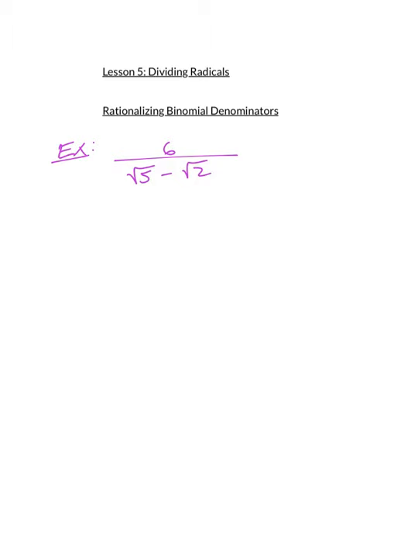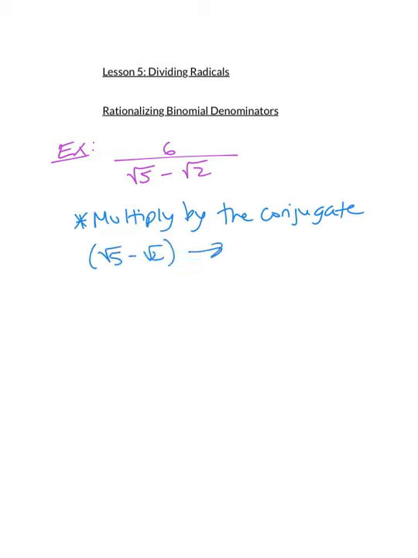So to rationalize a denominator that looks like this, you are going to multiply by the conjugate. If you remember, I've used this term just a couple of times. The conjugate of radical 5 minus radical 2 is radical 5 plus radical 2. So you wouldn't say it's the opposite, because both terms are not the opposite sign, only the middle sign changes.